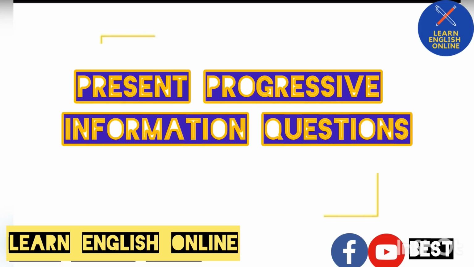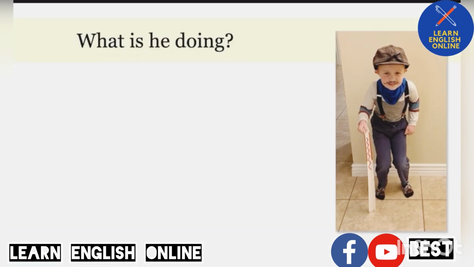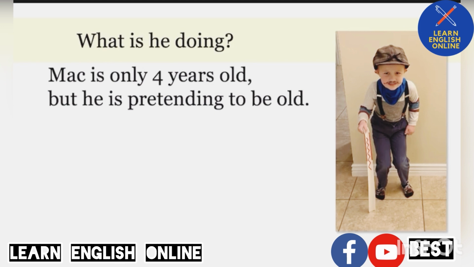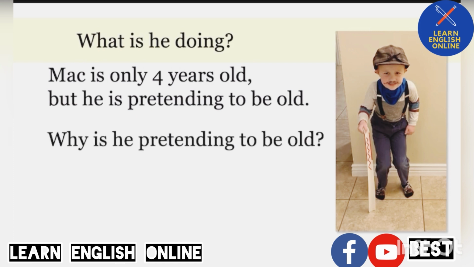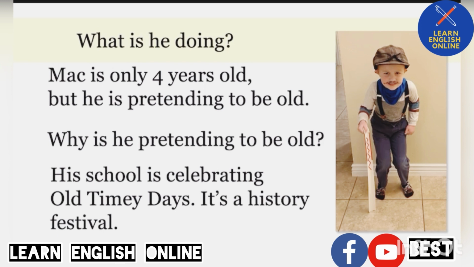Present progressive information questions. What is he doing? Mac is only 4 years old, but he is pretending to be old. Why is he pretending to be old? His school is celebrating old-timey days. It's a history festival. Look at the questions. What is he doing? Why is he pretending? These are information questions in the present progressive.